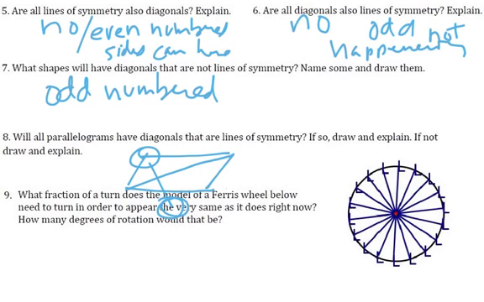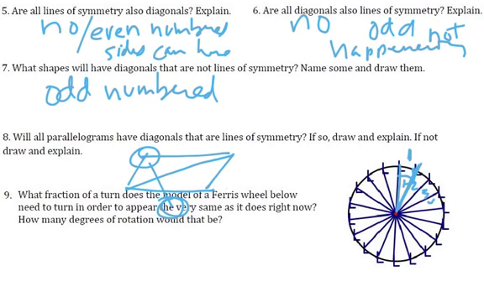Number 9, what fraction of a turn does the model of a Ferris wheel below need to turn in order to appear the very same as it does now? So think of just one of these pieces. I just need to move it, basically one of those, for it to remain the same, right? When we rotated those shapes, that's kind of what we saw. So, how many degrees is that? What fraction? Well, that's 1 out of how many of these do we have?